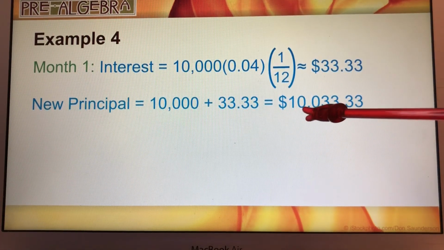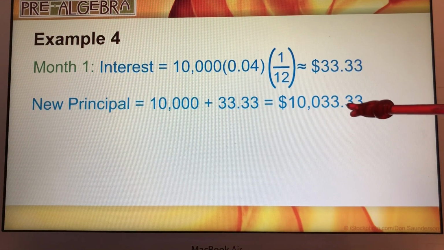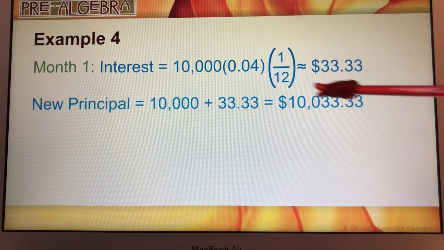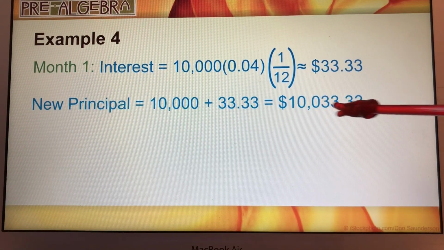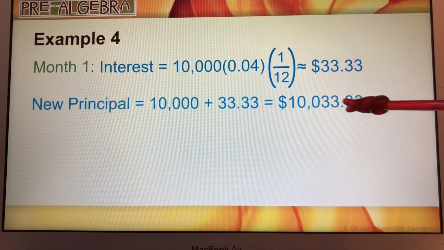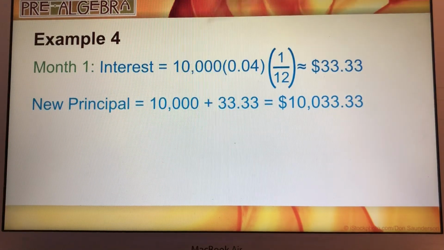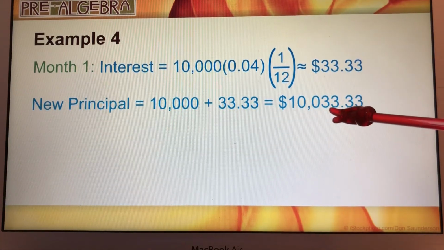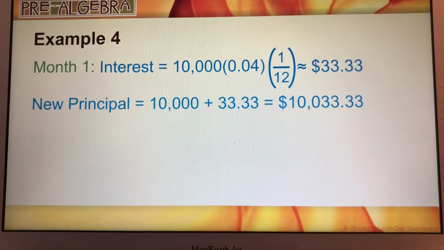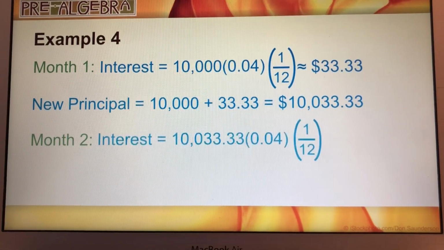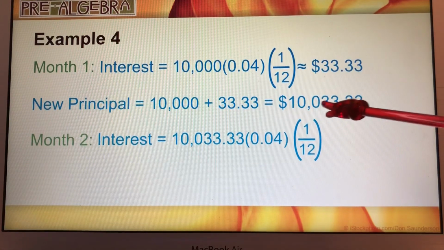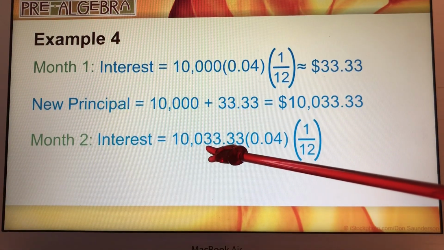Well, compounding interest means that my new principal, I have to add this amount to the principal now. So I'm going to get $10,033.33. That's going to be my new amount after the first month, because this money has been added to my savings account. Now, this is going to be my new principal for the second month.